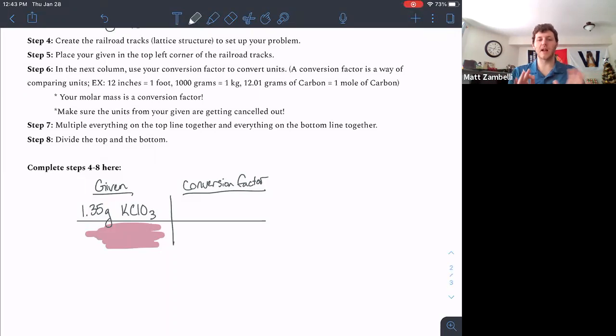When we're using it, we got to make sure that our units are going to cancel out at the end, which means that if my units of grams are up here right now, where do you think I have to put my grams of potassium chlorate in that second column? Are they going to go on top or on the bottom?